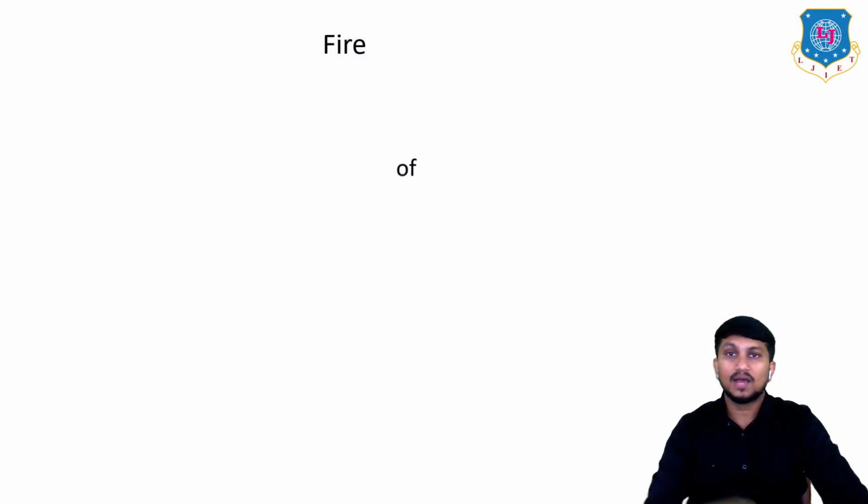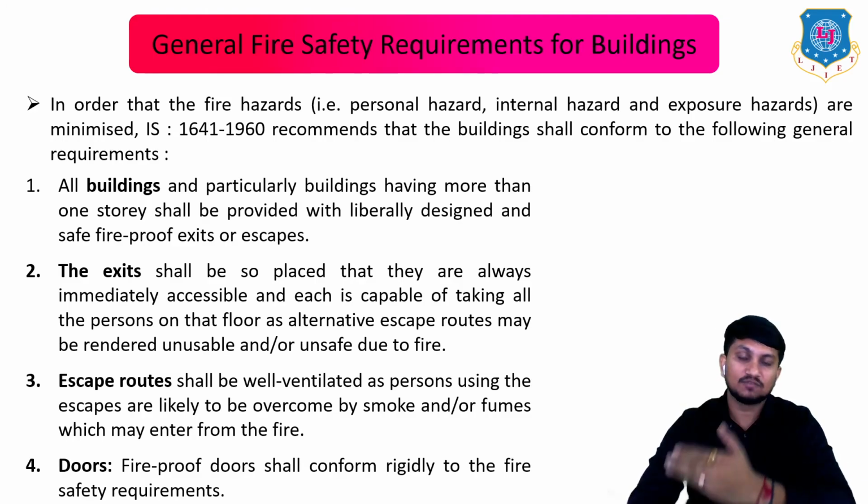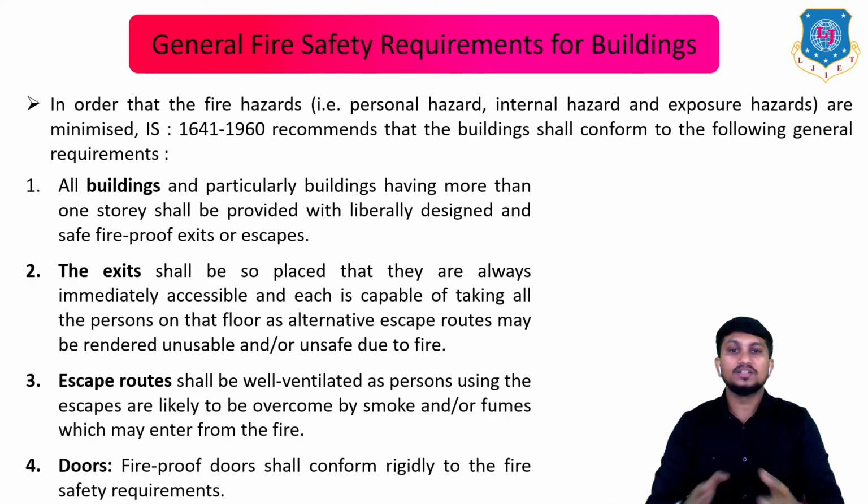Okay, now let's see the general fire safety requirements for buildings. In order that the fire hazards, personal hazard, internal hazard, or exposure hazard are minimized, IS 1641-1960 recommended that the building shall conform to the following general requirements. First, all buildings, and particularly buildings having more than one story, shall be provided with liberally designed and safe fireproof exits or escapes. Second, the exits shall be so placed that they are always immediately accessible and each is capable of taking all the persons on that floor, as alternative escape routes may be rendered unusable and or unsafe due to fire.